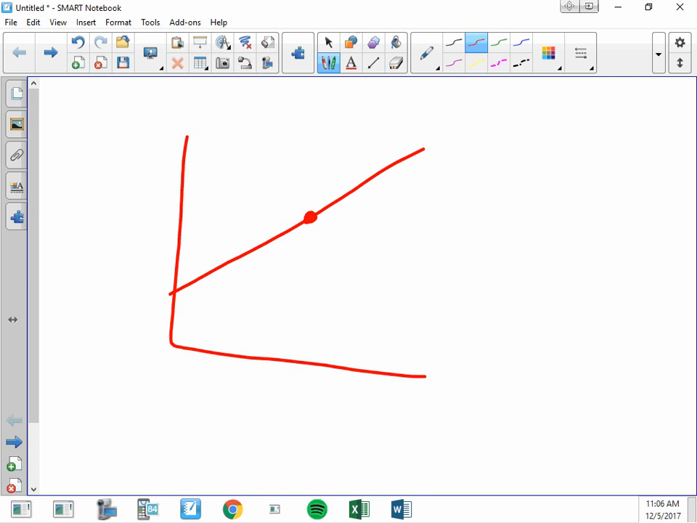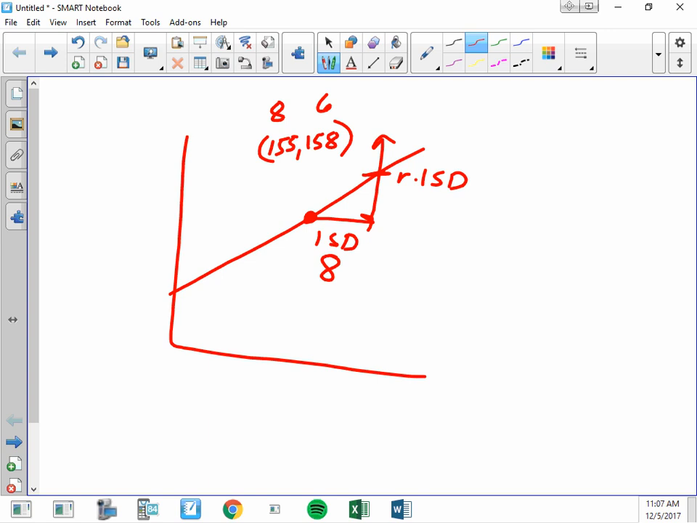We have x bar, y bar, which is 155, 158. And the SD for x is 8, and the SD for y is 6. We need to find the slope by going right 1 SD, and then we'll go up 1 SD, but we'll shrink it down according to the r value. The regression equation comes in two parts, slope and y-intercept. So first we need to find the slope. We will go right 8, and we'll go up 6, but we need to multiply that by 0.75.